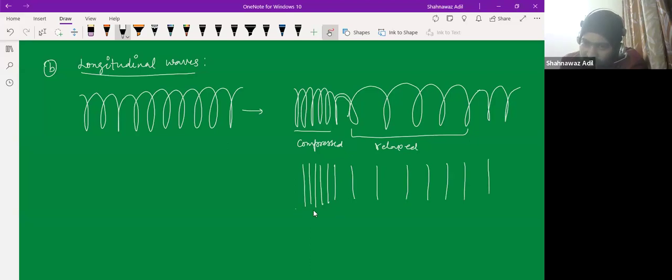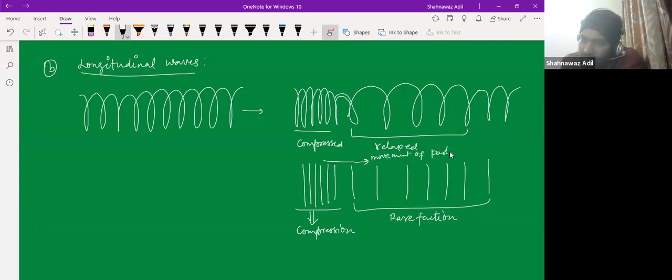So this is called compression, and this is called rarefaction, right? And the movement of the particle is in this way. So the movement of the particle is in this way, and the propagation is also in this way. So this is the movement of particle, and propagation of wave is also in the same direction. So whenever these kind of waves are there, these are called longitudinal waves.